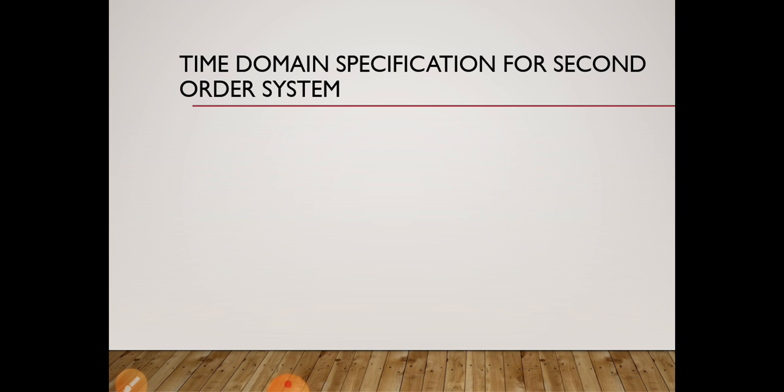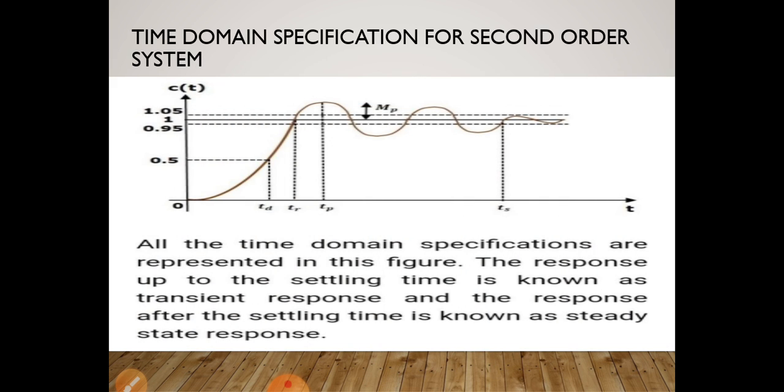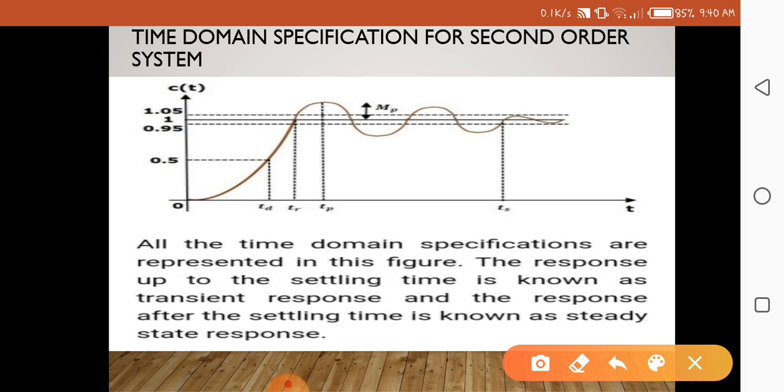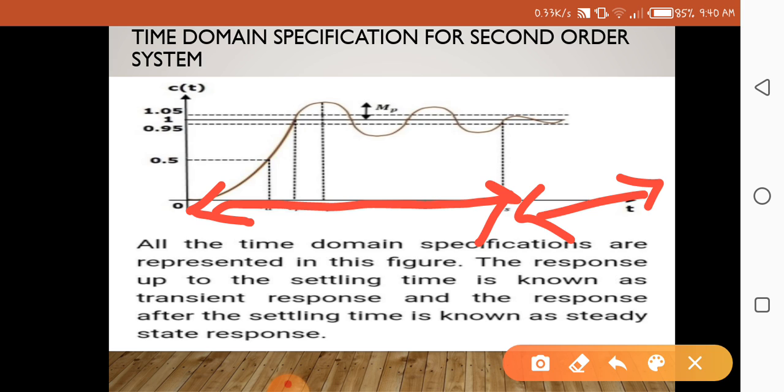Today I discuss the time domain specification for second order system. Let us start. First, we discuss the specification for second order system. The response up to the settling time is known as transient response, and the response after the settling time is known as steady state response.